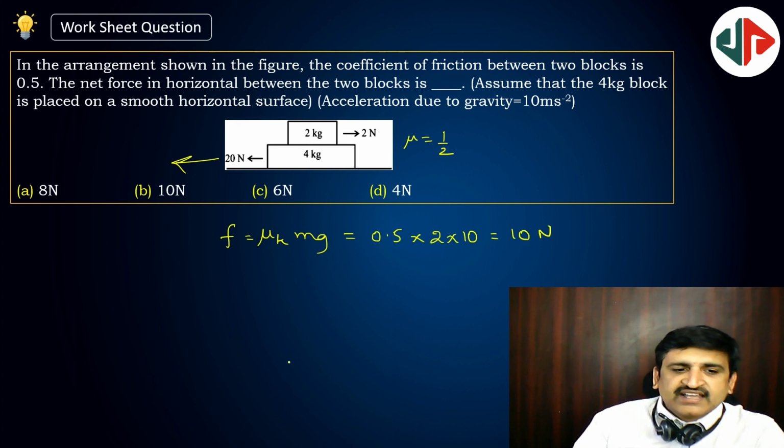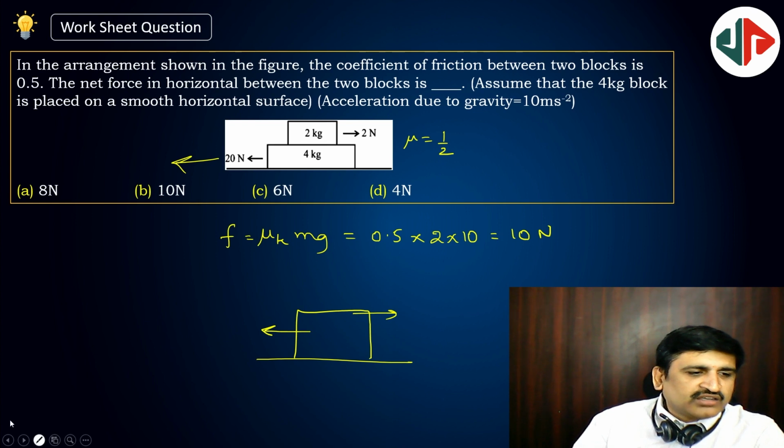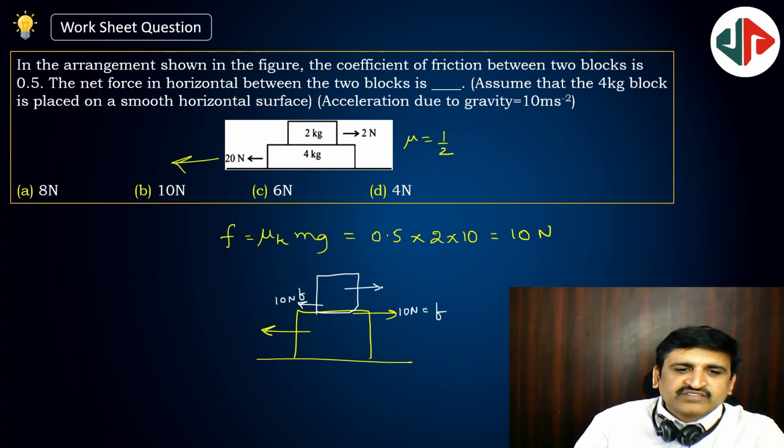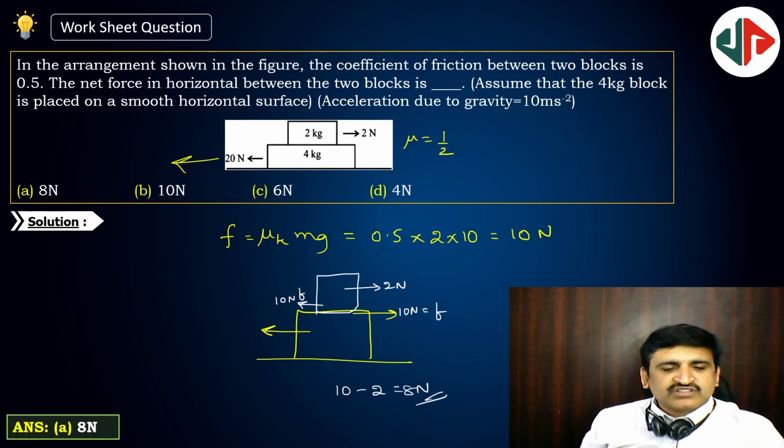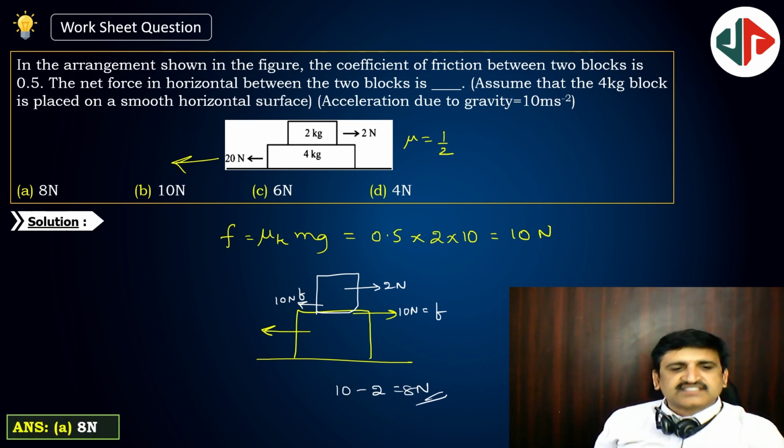See, as this block is moving in this way, its friction will be this way. And on the top block, the pulling force will be this way. This is 10 newtons of friction and this is 10 newtons of friction. Now it is experiencing another force of 2 newtons here, which he has given. So net force will be 10 minus 2, which is 8 newtons of force acting in the horizontal direction. Yes, next.